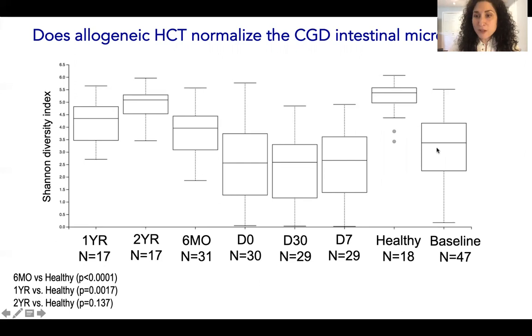The samples from patients at baseline resemble those of patients on day 0 of transplant, so day of transplantation, that is after conditioning. And the diversity remains pretty constantly moderate to not great in the early phase of the transplant, so day 7, day 30. However, as of 6 months, we see a significant increase in the microbial diversity and richness, which is then sustained at 1 year and even improved 2 years post-transplant.